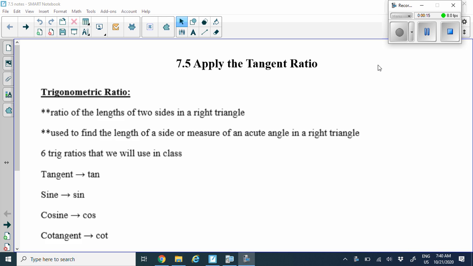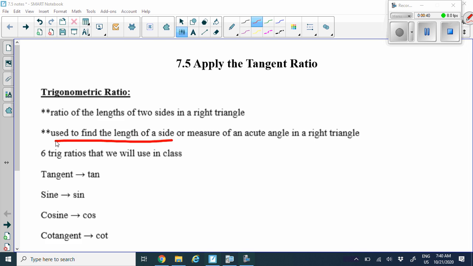So what are trigonometric ratios? Basically ratios of lengths of two sides in a right triangle. We use trig ratios to find the length of a side or a measure of an acute angle. For the 7.5 and 7.6 notes, we're going to be using these trig ratios to find the side length of a triangle. Later on, in 7.7, we will use our trig ratios to measure an acute angle, so just know that for a little bit later on.